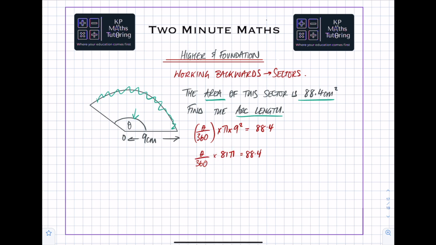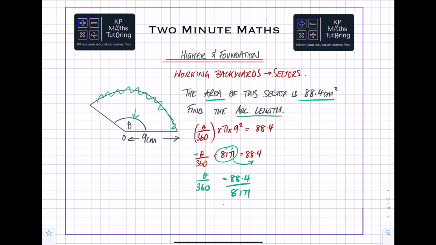Now what I need to do is rearrange this. So I need to get this angle bit on its own. So I take the 81 pi, and it becomes a divide by 81 pi. Keep it all in terms of pi on your calculator, makes it really easy to work with. So then all you're doing is angle over 360 is equal to 88.4 divided by 81 pi.